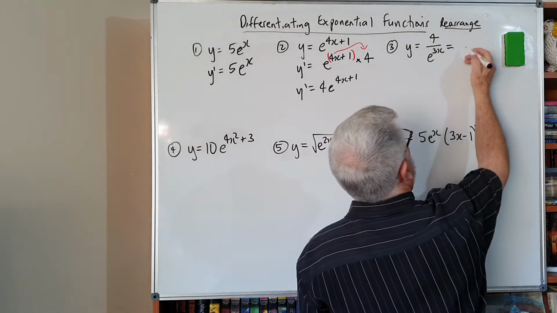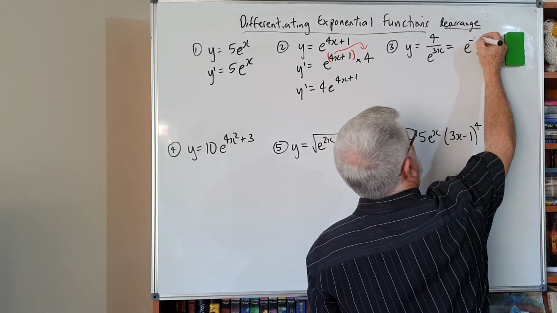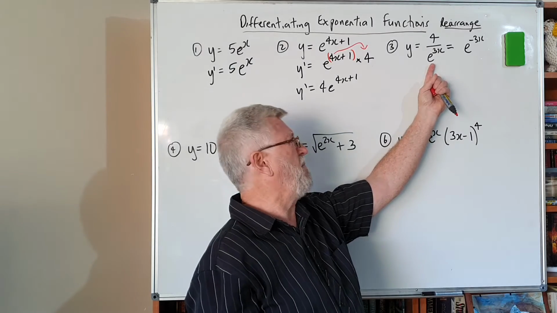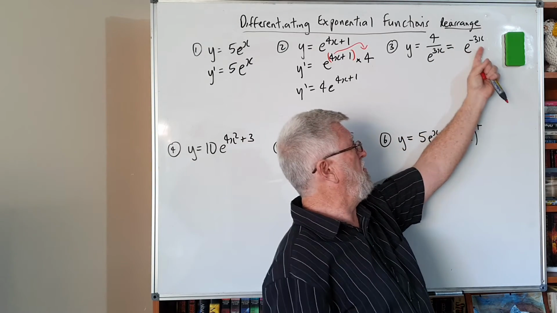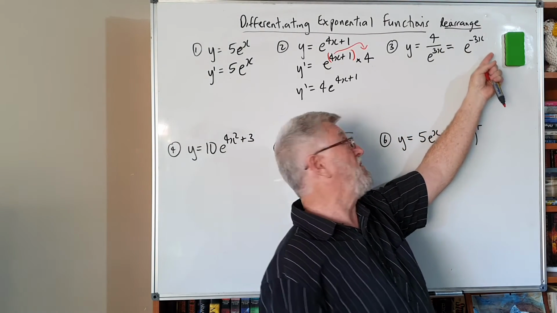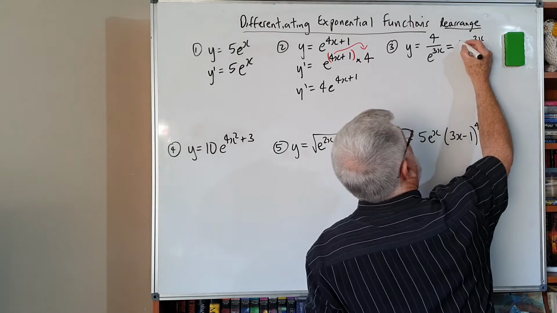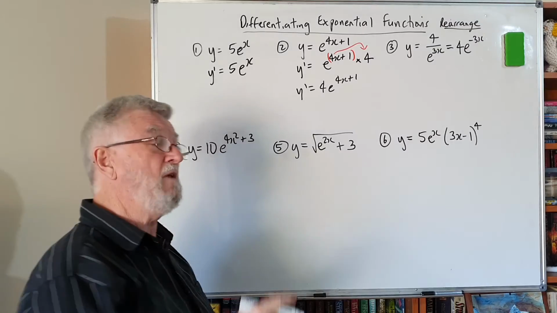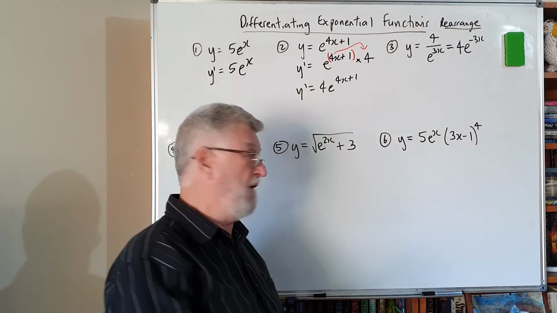So if I ignore the 4 for a moment, that becomes e to the minus 3x. On the denominator it's e to the power of 3x, but on the numerator it's e to the power of minus 3x. Now the 4 is still there, nothing happens to the 4, so the 4 just stays there. All we've done is rearrange the question. So now it's in the form where we know how to differentiate.